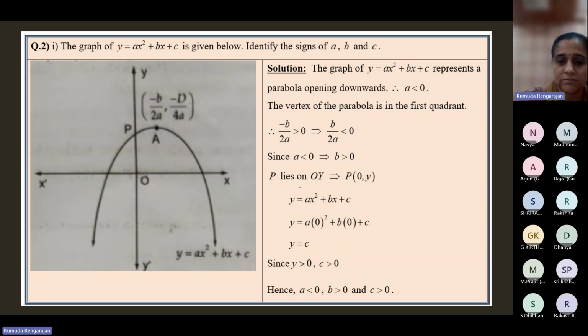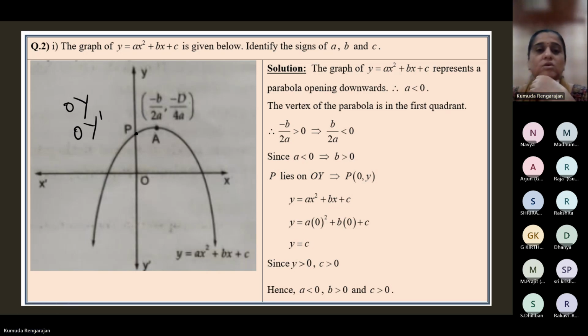All right. So now we're done with A and B. Now coming to C. So C we can find from this point P, which lies on OY. Again, this point P can lie on OY or OY dash. OY is the positive side of the y-axis. OY dash is the negative side of the y-axis.